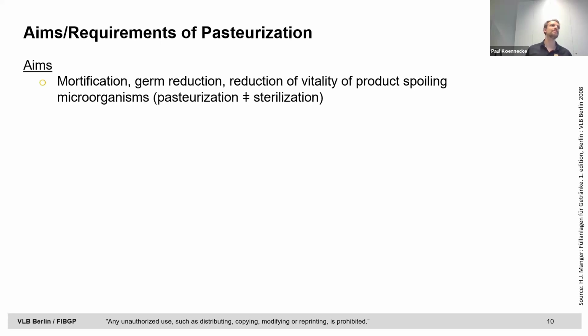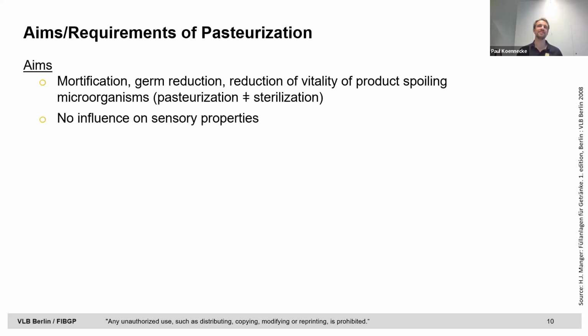The first aim is the modification. So basically the germ reduction and the reduction of vitality of our product's spoiling microorganisms. And this is by definition not a sterilization. If we sterilize something, we kill everything in it, and we can't achieve this with a pasteurization. That's just not possible. But we can reduce the amount of microorganisms to a point where they don't matter, or probably where they are still in there, but they're not able to grow anymore.